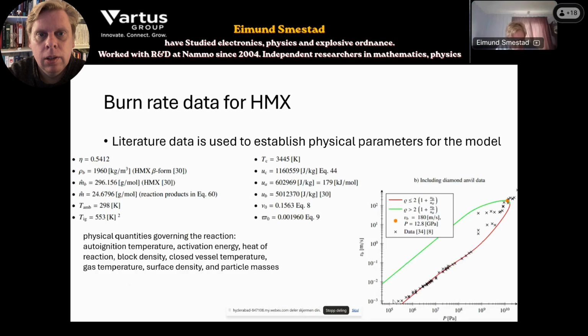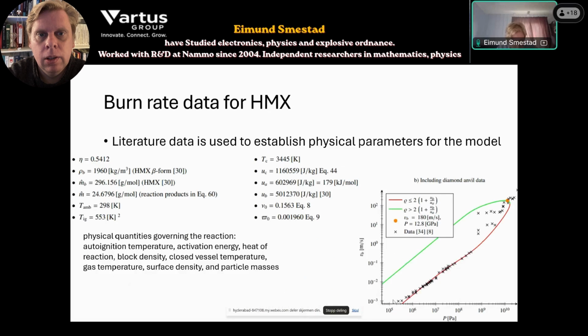Burn rate data for HMX. Lastly, I will show you an example of theoretical burn rate for HMX, an explosive. HMX is a good example to verify the model due to the many orders of magnitude that the data spans. I have used literature data to establish physical parameters for the model of HMX, shown below.